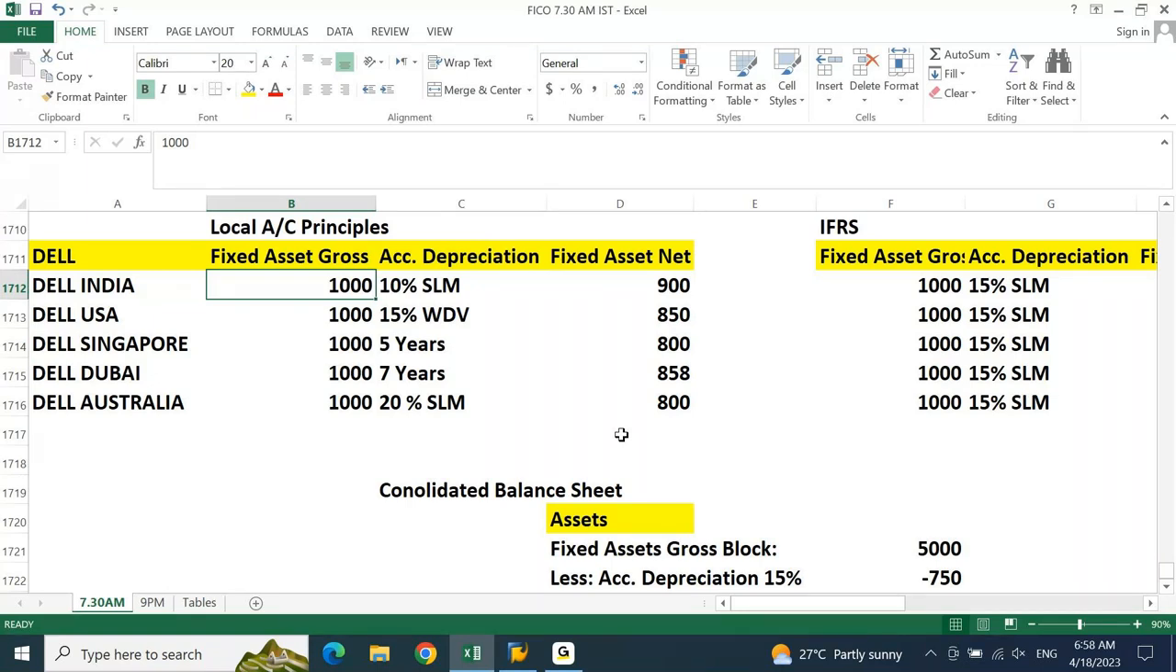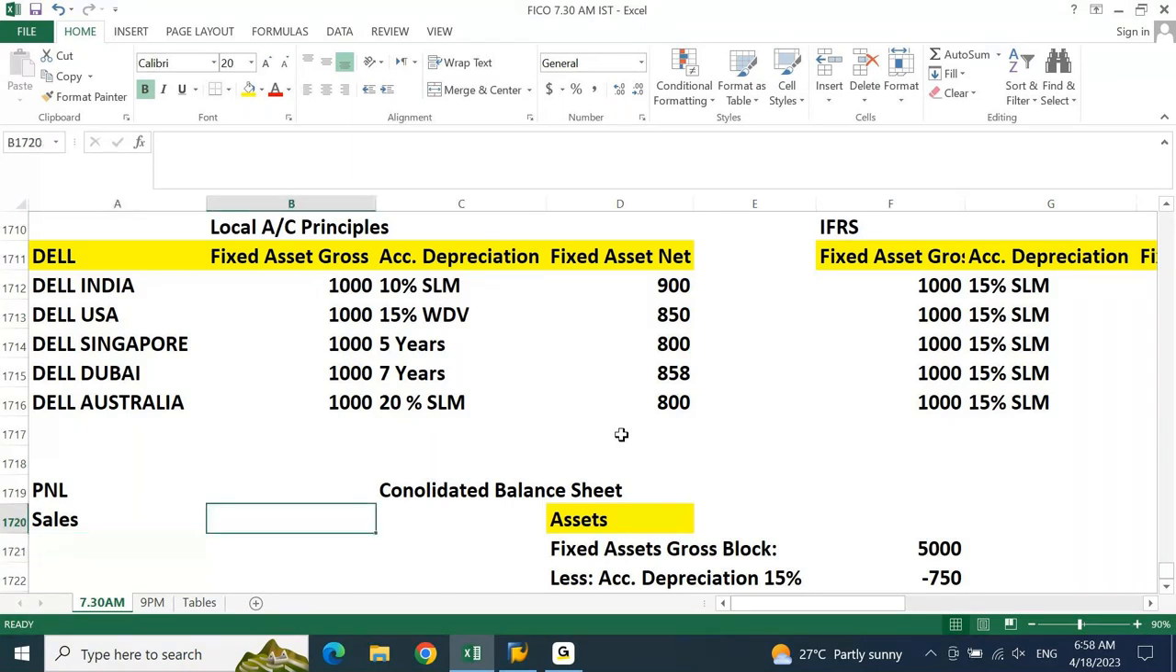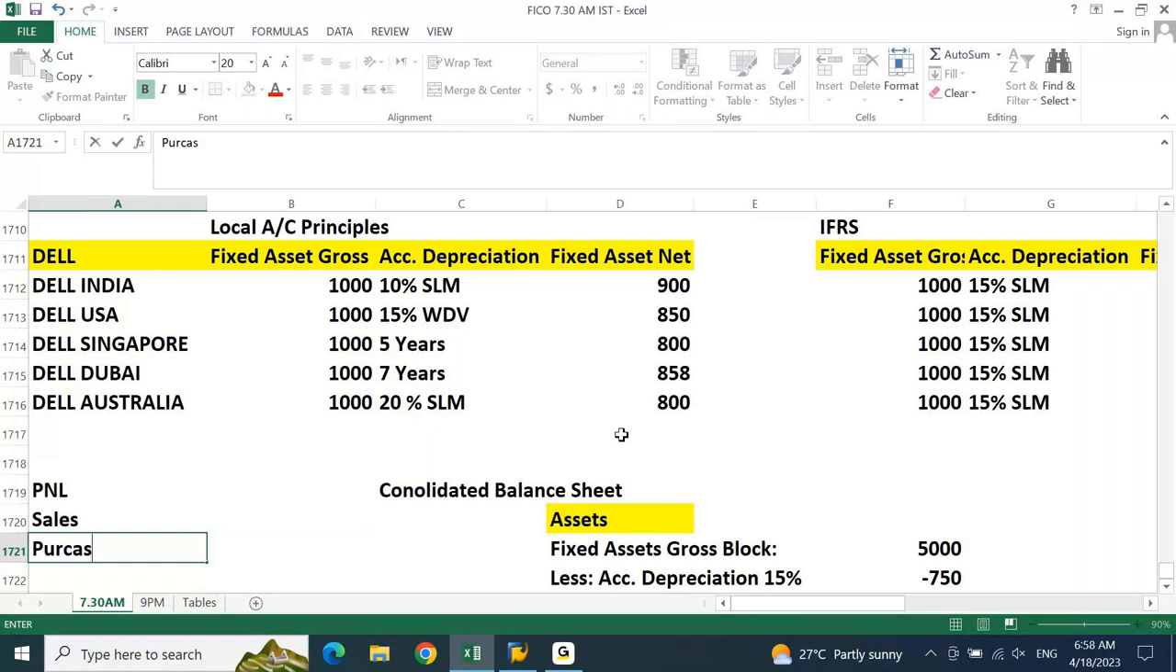Yes, sir. Right. But when I do a consolidation reporting, let's say when I'm preparing my P&L, I will be showing what is my sale and what is my purchases. Now, tax is applicable both on sales and purchases. When I am preparing the P&L for consolidation purpose, I am going to take total sales of all the countries, and total purchases. Am I correct?